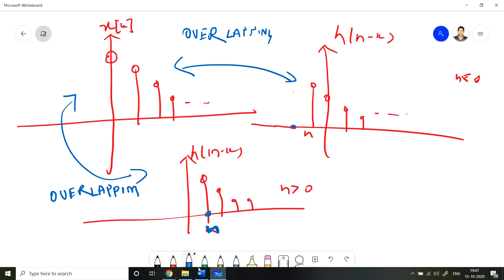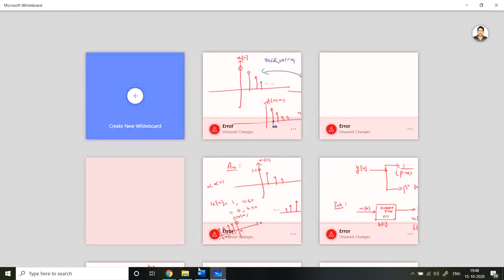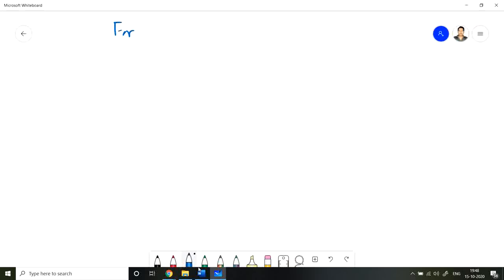So y[n] has some value for both n less than 0 and n greater than 0. So let us solve this problem. For n less than 0, y[n] is written as the summation from k equals 0 to k equals infinity.